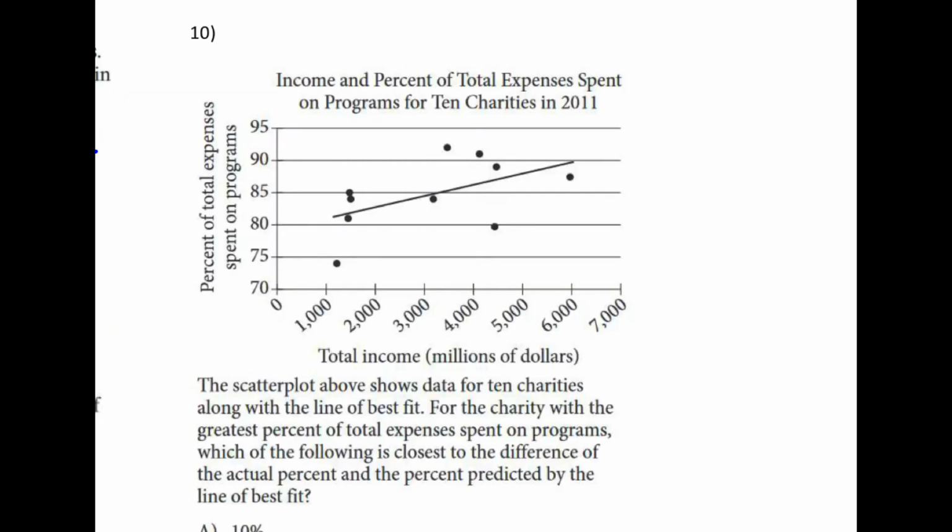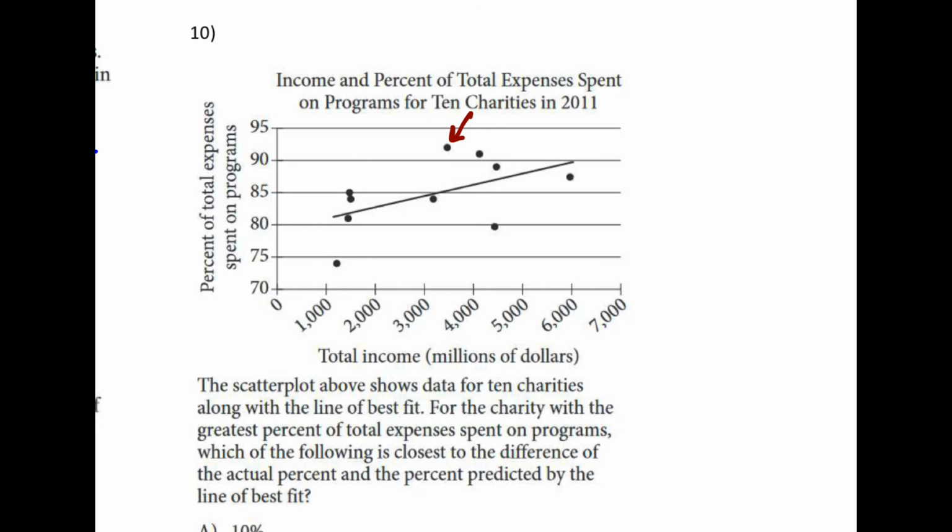So we have a scatter plot of income and percent of total expenses spent on programs for 10 charities in 2011. There's a scatter plot with a line of best fit going through the middle. For the charity with the greatest percent of total expenses spent on programs, which seems to be this dot here, by the way, which of the following is closest to the difference of the actual percent and the percent predicted by the line of best fit?